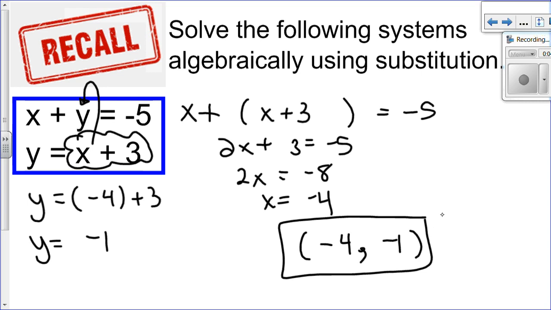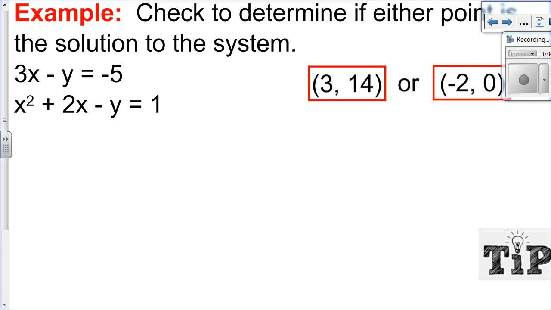So we're going to repeat this process for linear quadratic and quadratic quadratic. But the most important part of solving these systems is the check. So before I get into that, I just want to review with you checking. Okay, we of course can check on the graphing calculator, but I want to review how we can check algebraically. So I have this system and I want to know if either point is a solution to the system. So if it is, x and y must satisfy each of those equations. So let's check the first one.